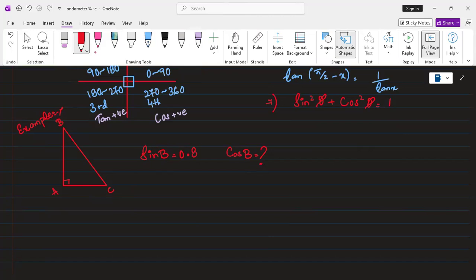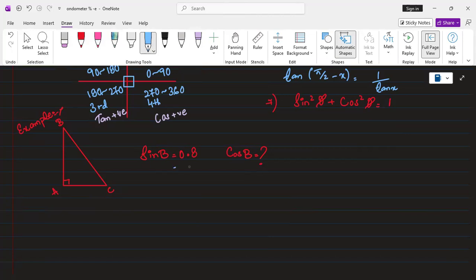0.6. Yeah, that's 0.6. So how do you solve it? Use the last identity, sine square plus cos square equals 1. You can use the same identity, which says sine square plus cos square is equal to 1. So you can simply square this 0.8 and subtract it from 1, and whatever is the answer, take the square root, and we will end up with cos b.